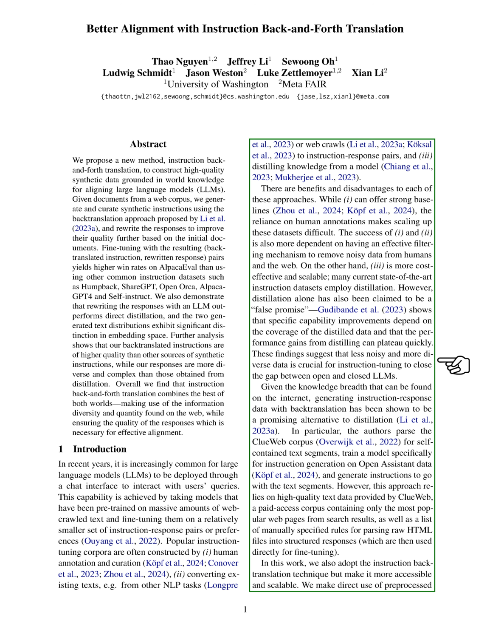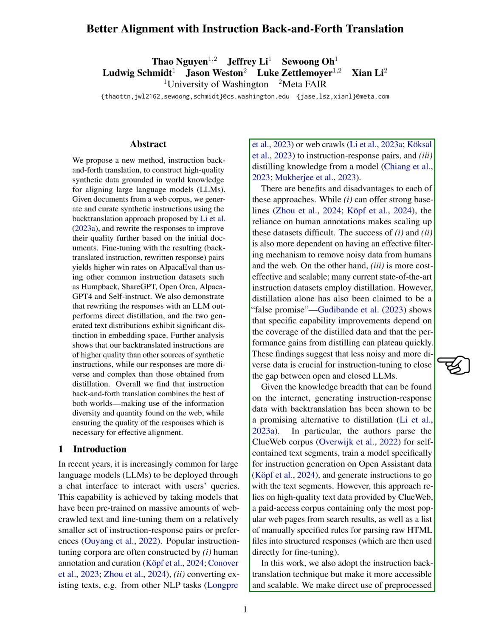Given the wealth of information available online, we explore generating instruction response data using back translation, which has shown promise. Specifically, we analyze the ClueWeb corpus for relevant text segments, train a model for instruction generation using Open Assistant data, and create instructions for these segments. However, this method depends on high-quality data from ClueWeb, which is a paid resource, and requires specific rules for parsing HTML into structured responses.